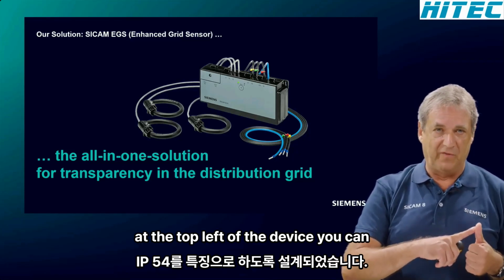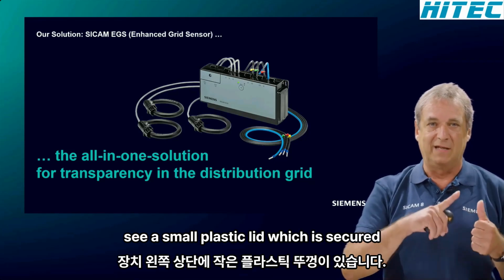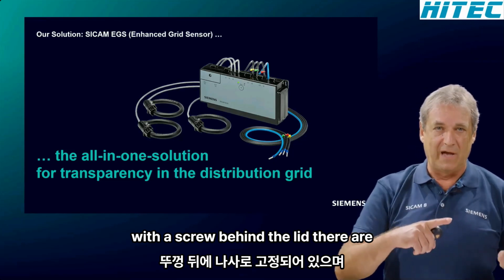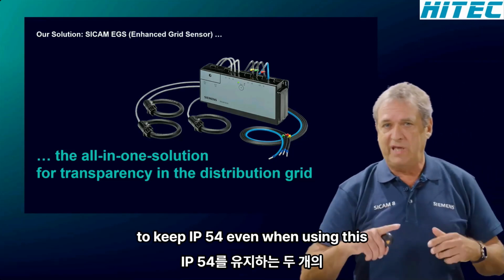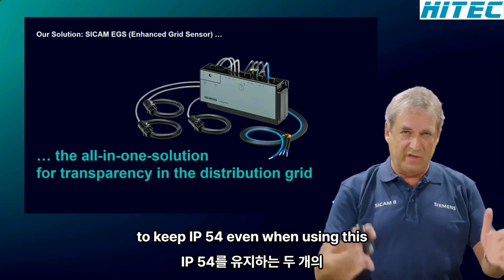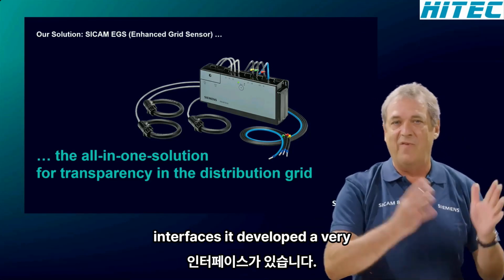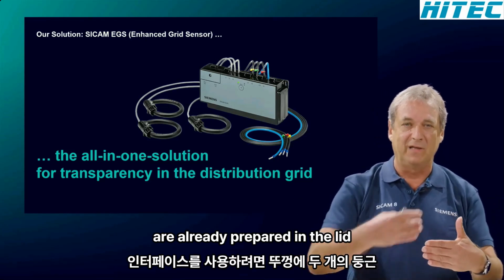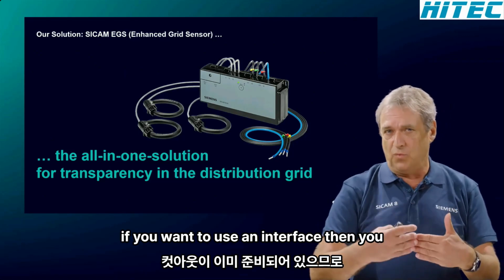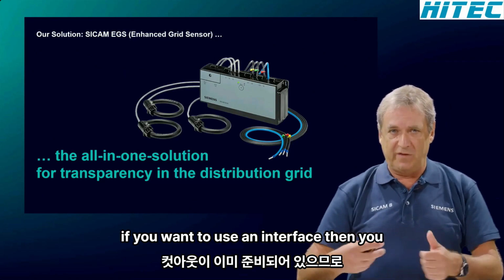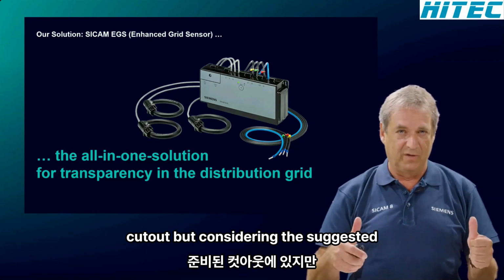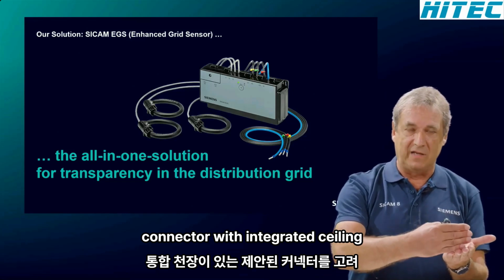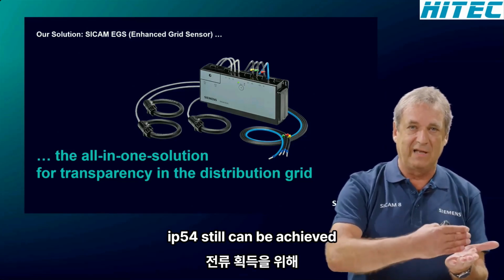At the top left of the device, you can see a small plastic lid, which is secured with a screw. Behind the lid, there are 2 interfaces. To keep IP54, even when using these interfaces, we developed a very sophisticated solution. 2 round cutouts are already prepared in the lid. If you want to use an interface, then you just have to press on the prepared cutout. By considering the suggested connector with integrated sealing, IP54 still can be achieved.